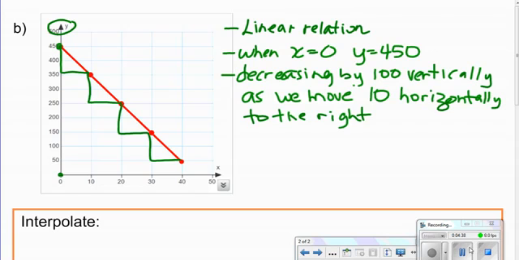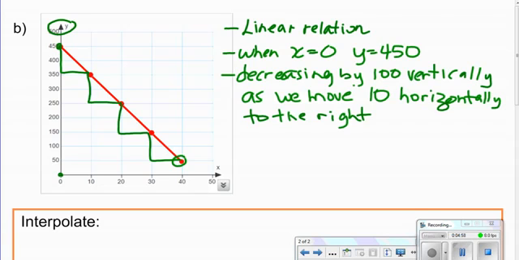And then the pattern appears to end at this point. Okay, so we could say it ends when y equals 50 and x equals 40. We could say something like that. So starting point, ending point, how does it change? And in what direction is it changing? Is it going down or is it going up?